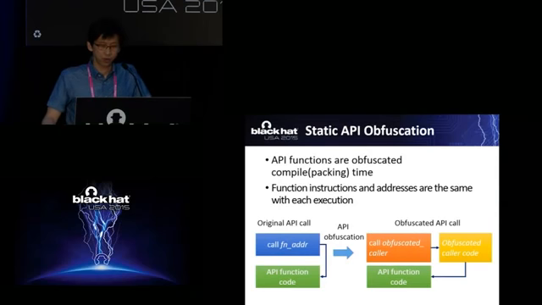In static API obfuscation, API functions are obfuscated at compile time, that is, packing time. It is obfuscated just once, and when we load the binary with a debugger, the code is always the same, so it is relatively easy to analyze static API obfuscated binaries. Function instructions and addresses are the same with each execution, although the addresses move because of ASLR. In the picture, you can see how API obfuscation is applied.